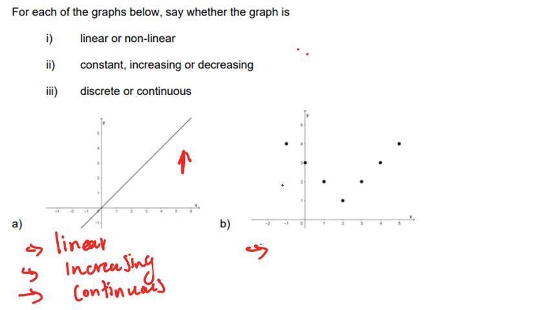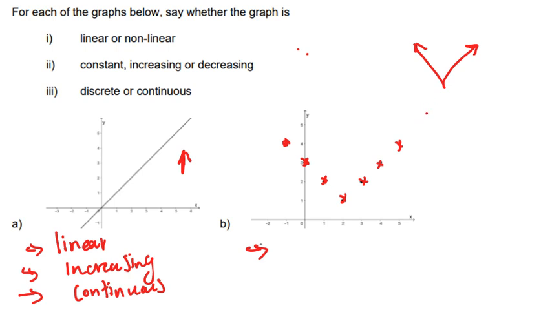Is our graph linear or non-linear? If you look at number B, our graph goes from here, goes like this, goes like this. At this point, it was going down. Now it's starting to go up. So it has a U shape or a V shape. We can say V shape.